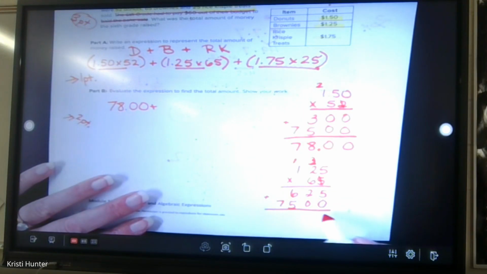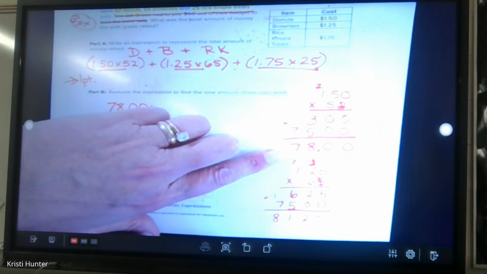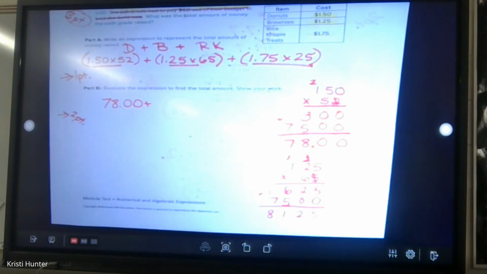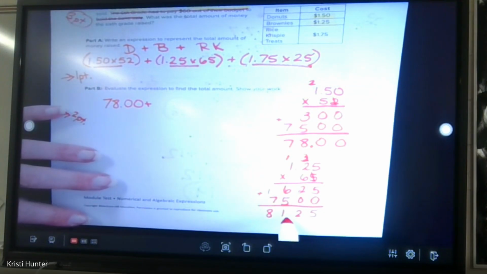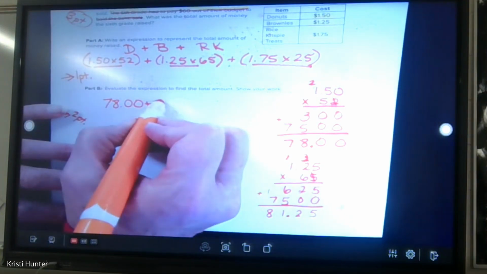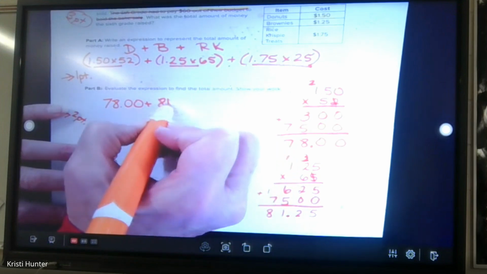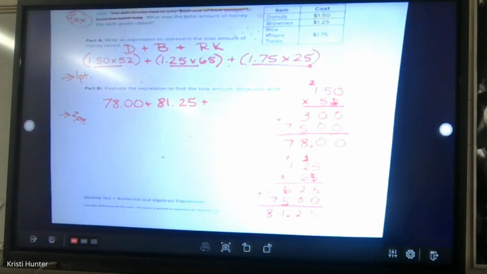So again, now I've multiplied by both, so I'm just going to add these numbers together. Look at your decimal places when you started. You need 2 spaces, so we're going to make sure our answer has 2 decimal places. And I would replace this set of parentheses with 81.25 plus, now I'm going to work on the Rice Krispie piece.